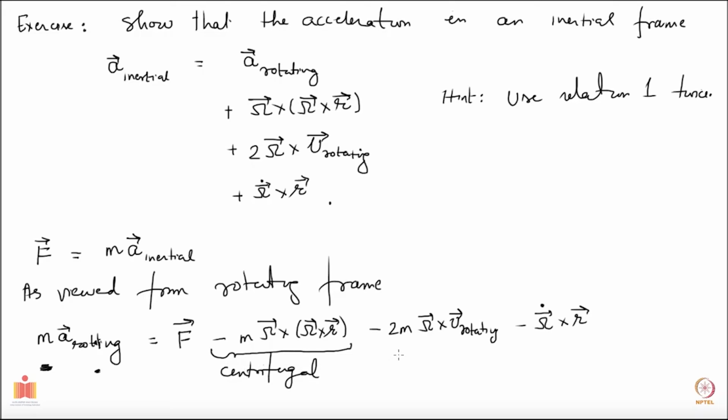Okay, so all this is from the point of view of the rotating frame, not from the inertial frame. And this is your Coriolis force. It has a velocity dependence, and then there is another piece if the angular velocity itself is changing with time. If omega dot is 0, meaning angular velocity is constant, then this term is absent, but in general it will be there, and it's called Euler force.